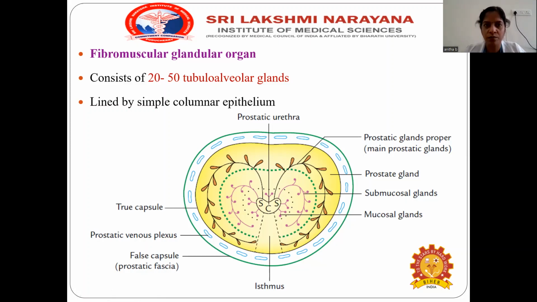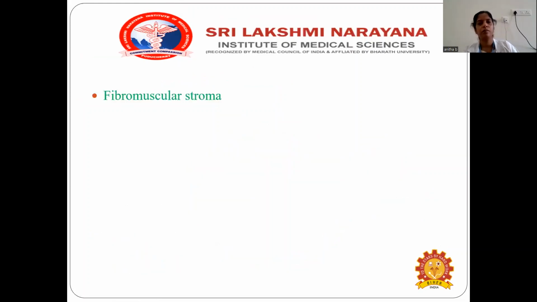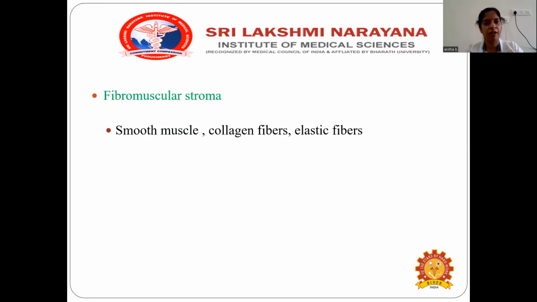Okay, you understand now? When you see the glands, each gland will be lined by simple columnar epithelium. So you know it's a fibromusculoglandular organ. First, the glandular part we discussed now. We have to discuss the remaining part, the fibromuscular part. What is it made up of? Smooth muscle, collagen fibers, and also elastic fibers.